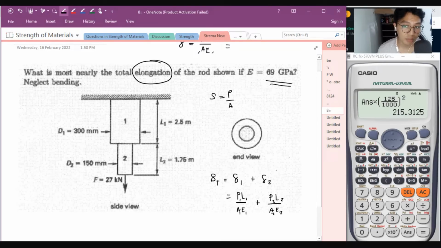Pero tatandaan nyo, sa bawat material, okay? Kapag iisa yung F dito, the same din yung magiging pull niya dito. The force is additive. Okay? The force is additive.